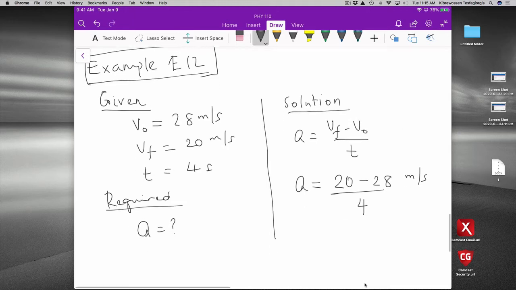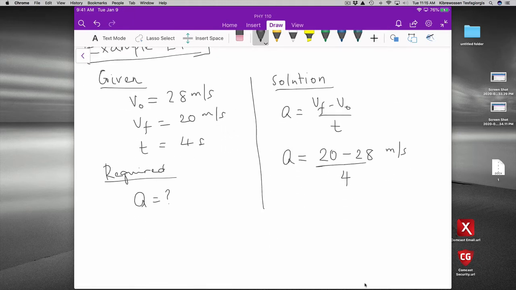20 minus 28 is negative 8, divided by 4 meter per second. Per second, what we said is that's meter per second squared. So therefore, your acceleration is negative 2 meter per second squared.